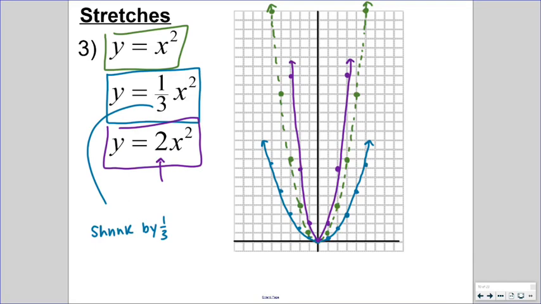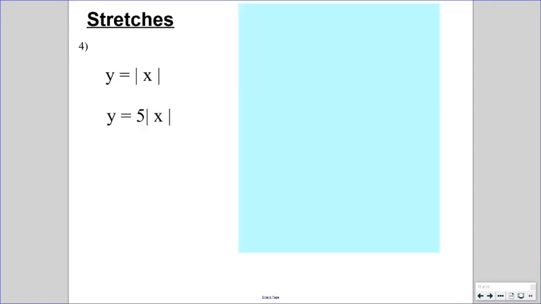Okay, so 3 graphs. The green is our parent function, that's the one in the dotted line. We've got a vertical shrink by 1/3, that's our wider graph. And then our vertical stretch by 2 is the more narrow one.